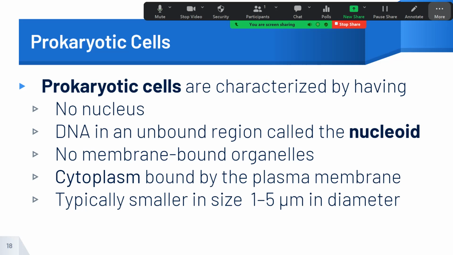So again, there are no membranes separating the different compartments in a prokaryotic cell. And they're typically smaller in size, so 1 to 5 micrometers in diameter, so typically 10 times smaller than most eukaryotic cells.